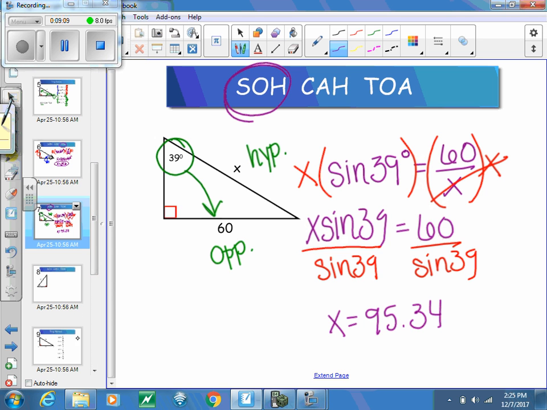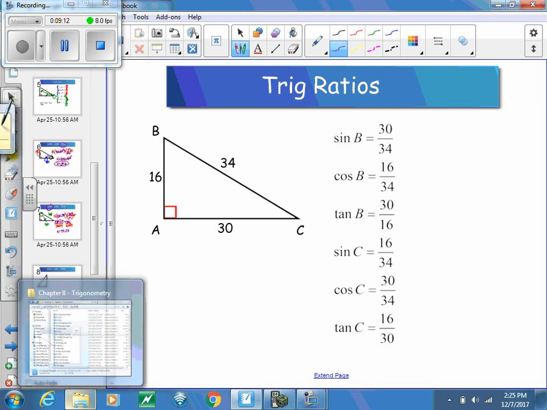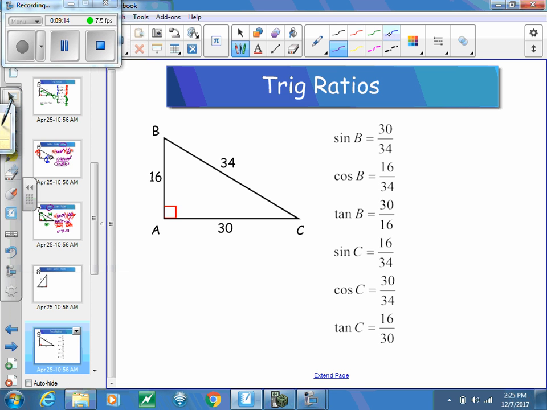Now, what if we have to find out what a missing angle is? Well, using your trig ratios here, we're going to use a function on your calculator. It's called the inverse function, and that's what's going to help us figure out what the angle is. So here I have the ratios that are associated with angle ABC here. To find out what angle B is, I have 3 options. I can use the calculator to do what's called the inverse sine of 30 over 34. And that's going to tell me what angle B is.